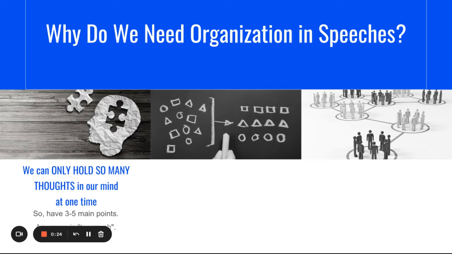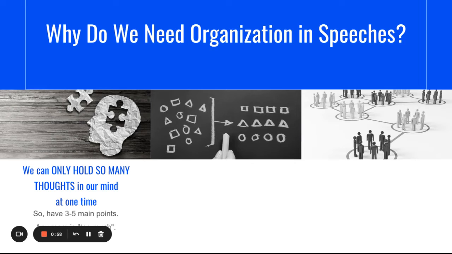Why do we need organization in speeches? Keep in mind that we can only hold so many things in our brain. So you want to make sure to limit the information that you provide in your speech to ensure that you get the most bang for your buck for the information that you do provide. A big part of that is not piling on too many main points for your audience. A rule of thumb is 3 to 5 main points. Because in this class, you do have time limits for each assignment, I would recommend sticking with the 3 main points for each of your speeches due in this course.